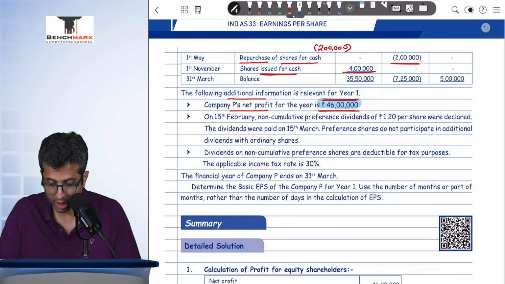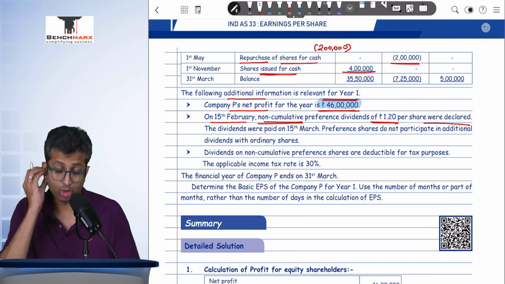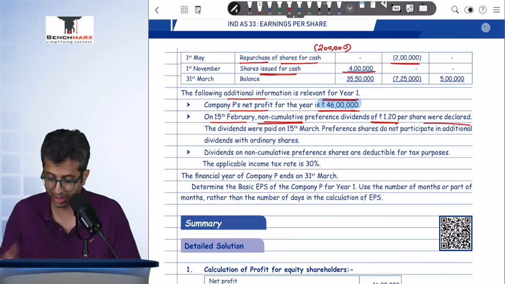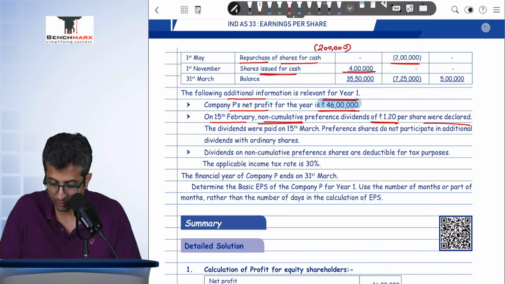Yes. Now, on 15th February, the non-cumulative preference dividend of 1.2 was declared. Now, if it is non-cumulative, it will be deducted when it is declared and paid. Over here, this has been declared and hence we will consider 1.2. The dividends were paid on 15th of March.